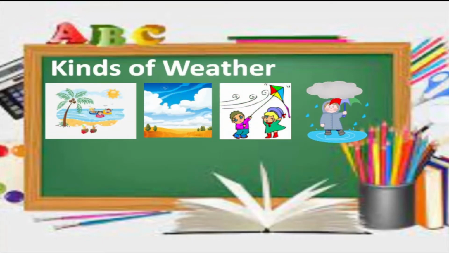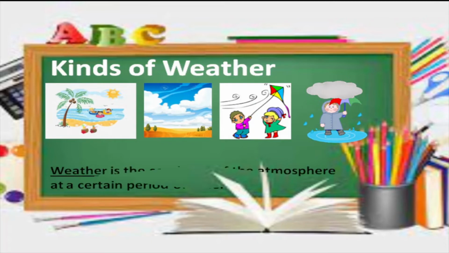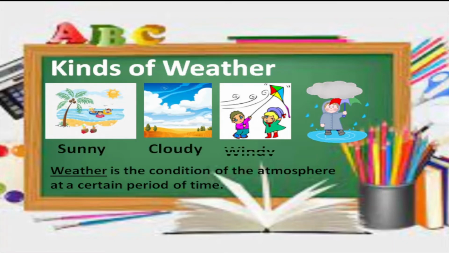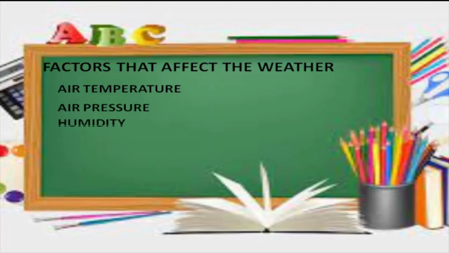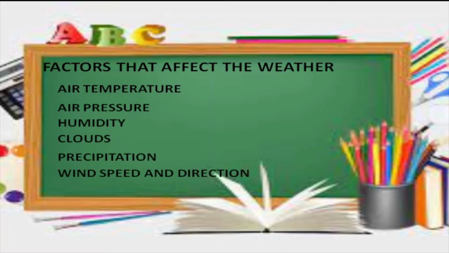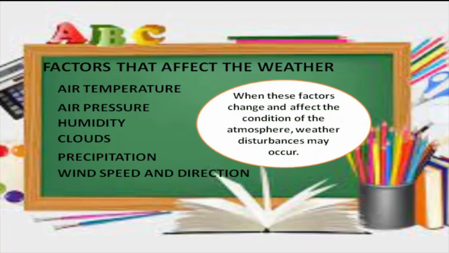Try to look at the pictures. Can you tell what the weather is? Weather is the condition of the atmosphere at a certain period of time. The factors that affect the weather include air temperature, air pressure, humidity, clouds, precipitation, wind speed, and direction. When these factors change and affect the condition of the atmosphere, weather disturbances may occur.